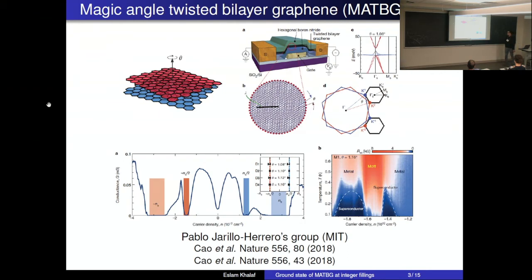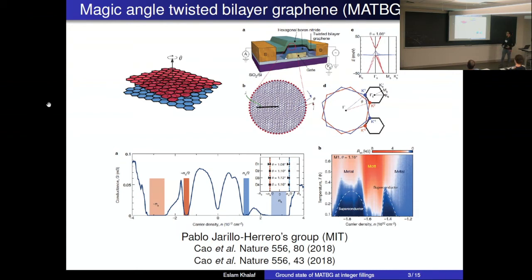The work is motivated by the remarkable discovery two years ago that when you put two layers of graphene on top of each other and twist by an angle around 1 degree, you get this whole host of interesting interaction-driven phases, like correlated insulators and superconductors.